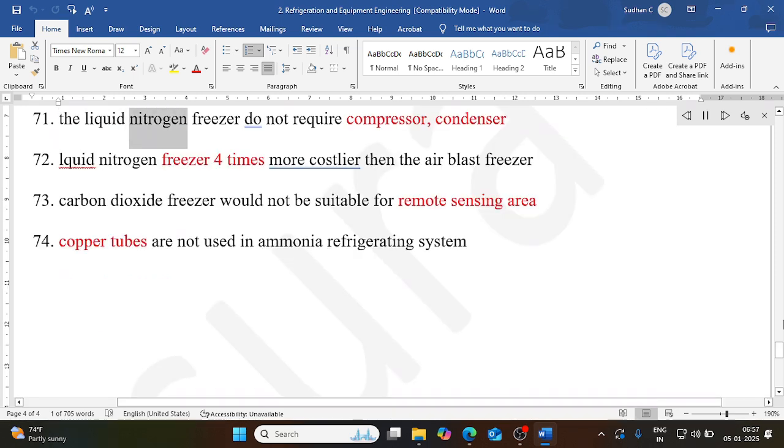The liquid nitrogen freezer does not require a compressor or condenser. Liquid nitrogen freezer is 4 times more costly than the air blast freezer. Carbon dioxide freezer would not be suitable for remote areas. Copper tubes are not used in ammonia refrigerating systems.